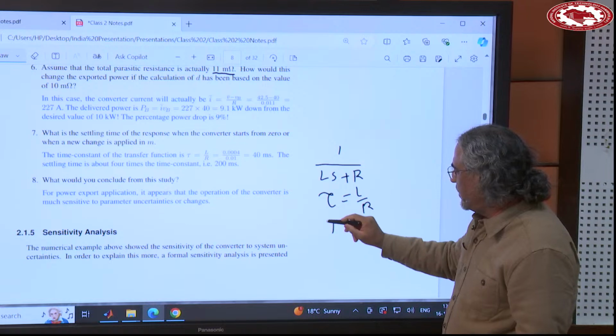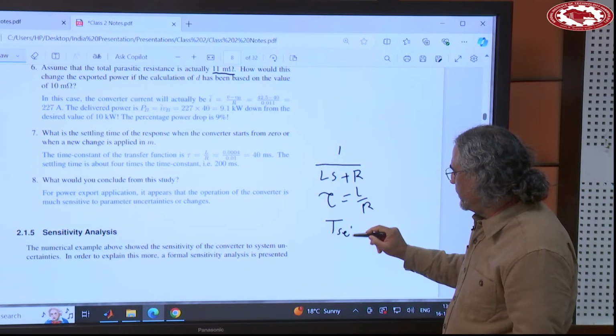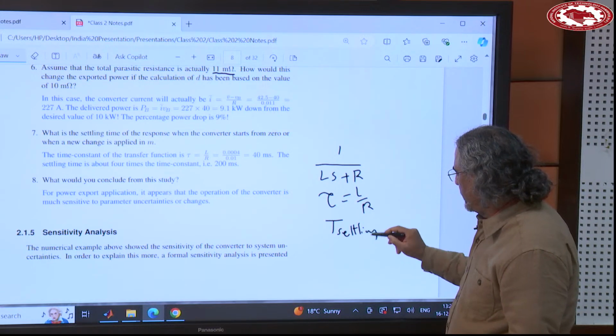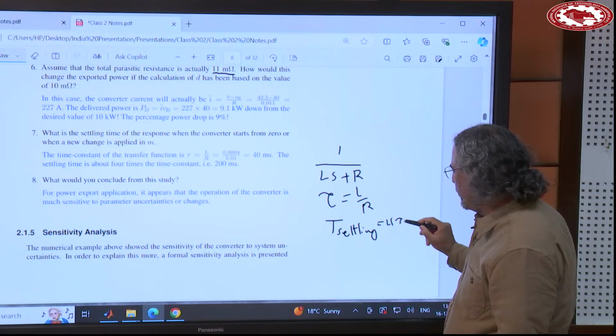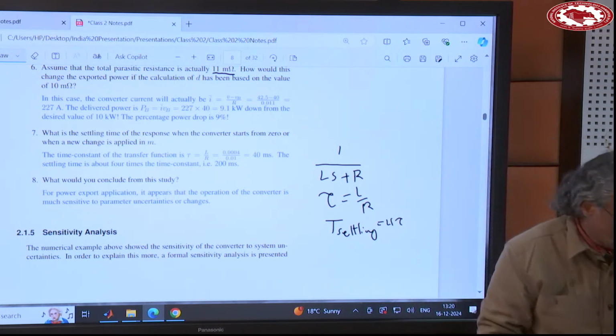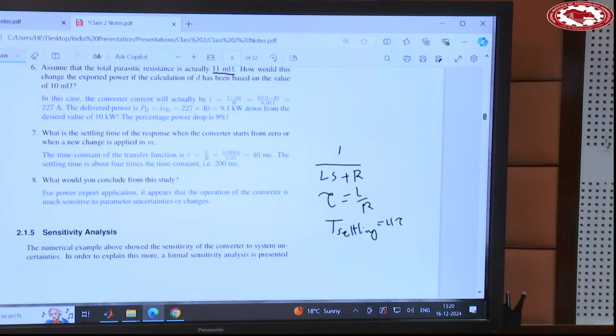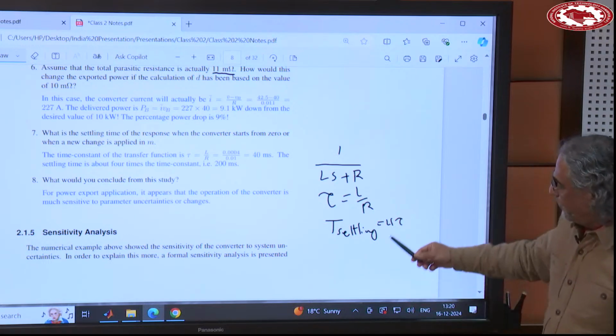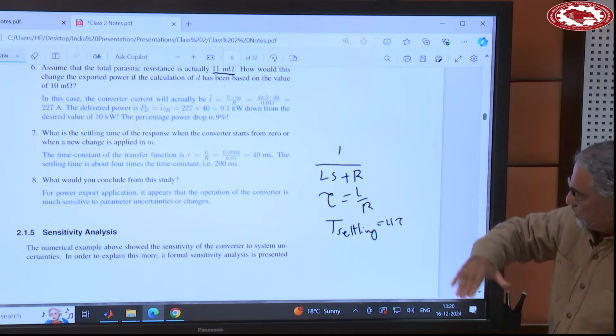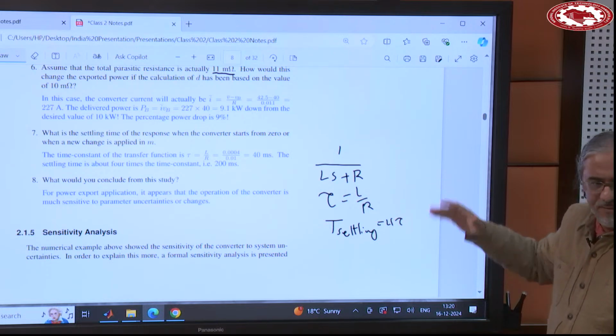And settling time is 4 tau, 4 or 5 tau. Some people say 4 tau, depending on how accurate you want to get there, or some people say 5 tau. So that means it takes this time for the response to reach the steady state.